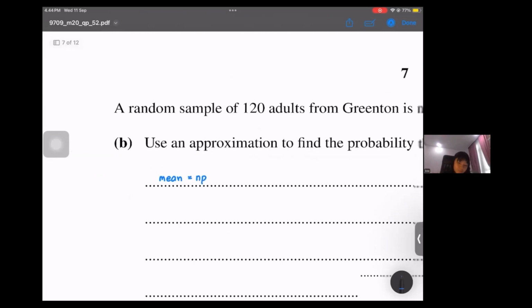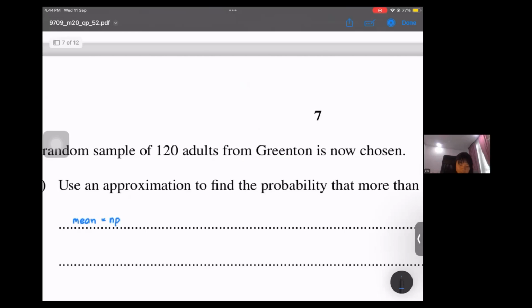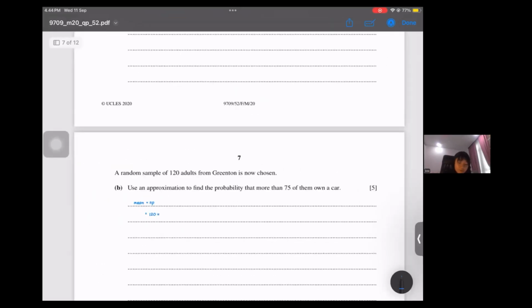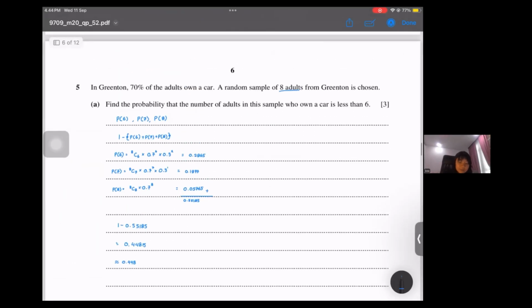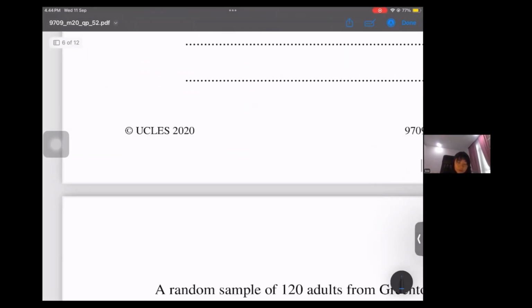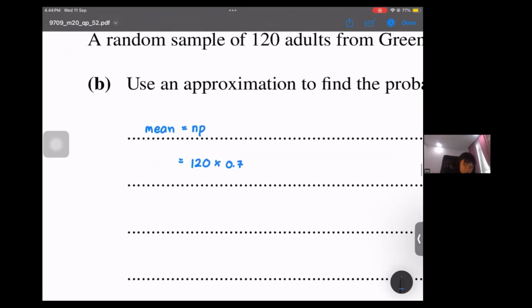N represents the number of samples, which will be 120, multiplied by the probability, which is given from the previous question, which is 70%, which is equivalent to 0.7. So we will multiply it by 0.7, which equals 84.